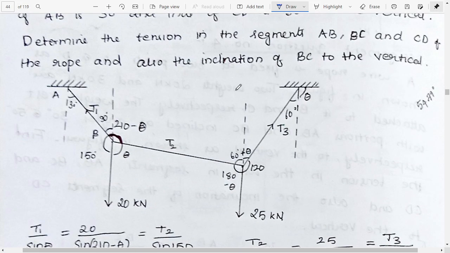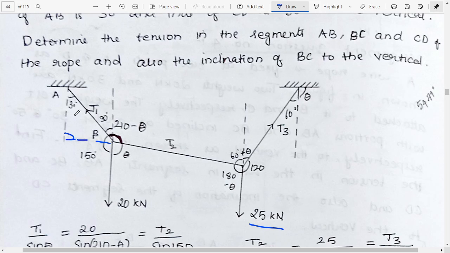So this is our diagram here. Okay, so here we have AB, then we have BC, then we have CD, 20 kilonewton here, 25 kilonewton here. Then if this is 30°, we know that this will be 30°. Then this whole will be equal to 210 minus theta, because if this is 30°, then we can just draw like this.